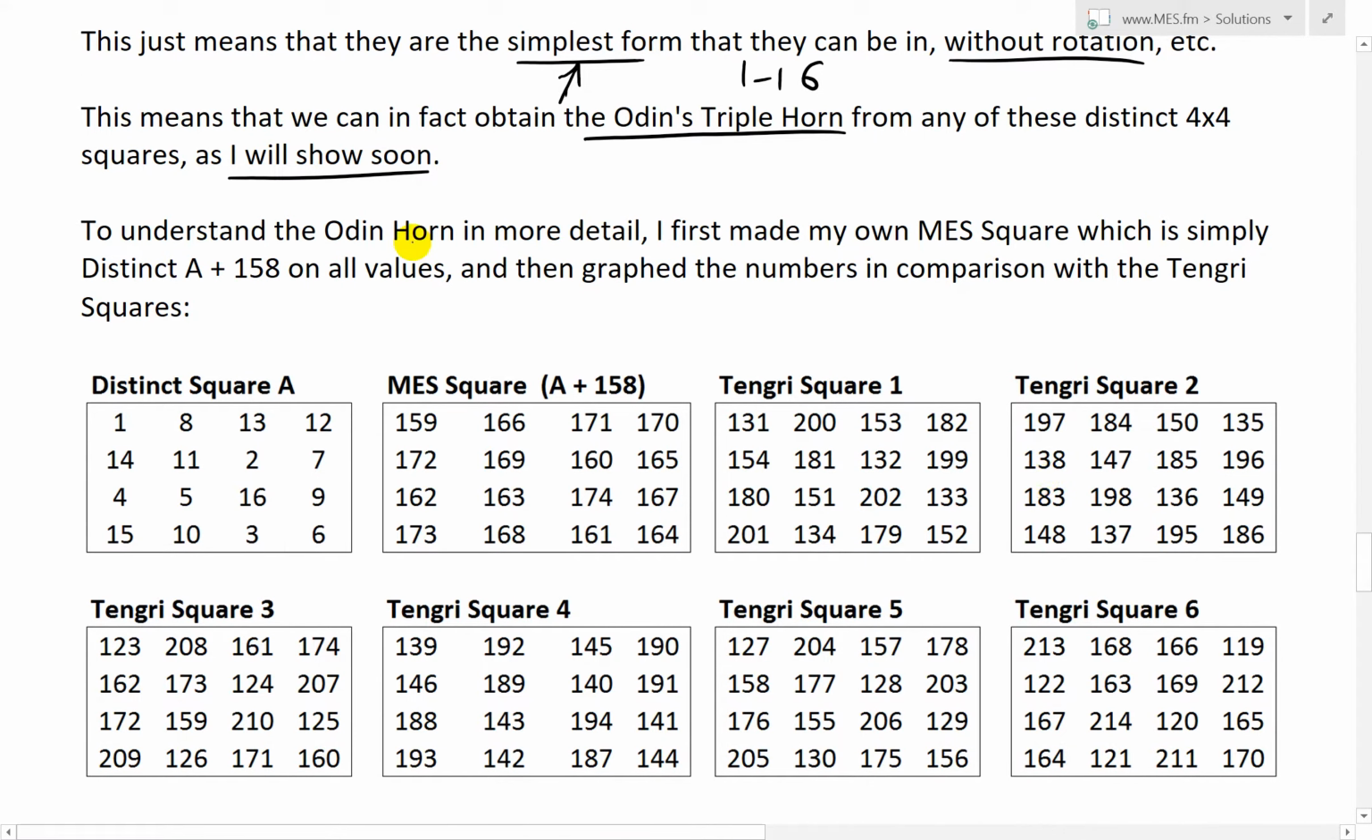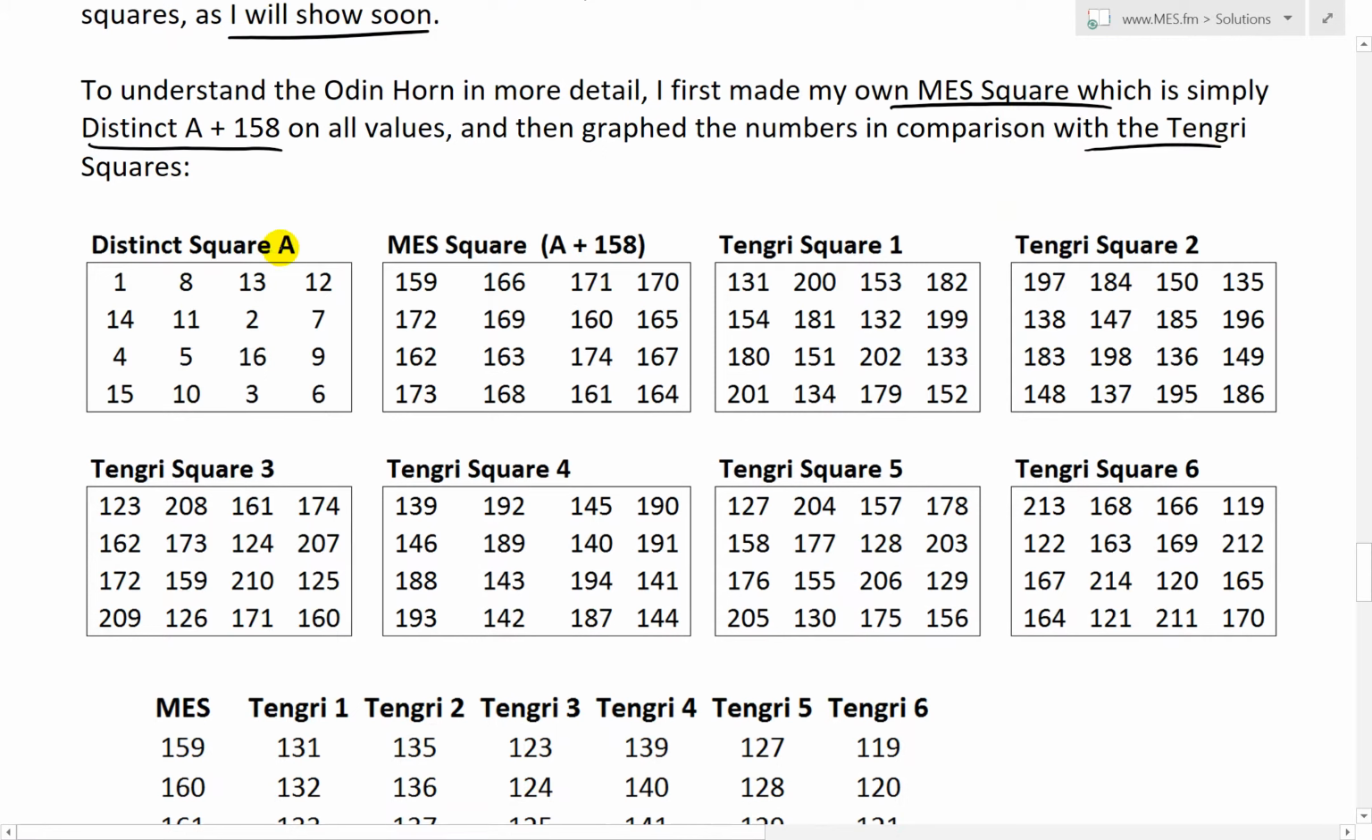To understand the Odin horn in more detail, I first made my own MES square, which is simply distinct square A plus 158 on all values, then graphed the numbers in comparison with the Tengri squares. Here is square A from the Wikipedia one, add 158. This one has a magic number of 34, and then you get here a 666, the mark of the beast magic number, same as all these Tengri squares. This goes from 159 to, I believe, 174: minimum, maximum, in full series.